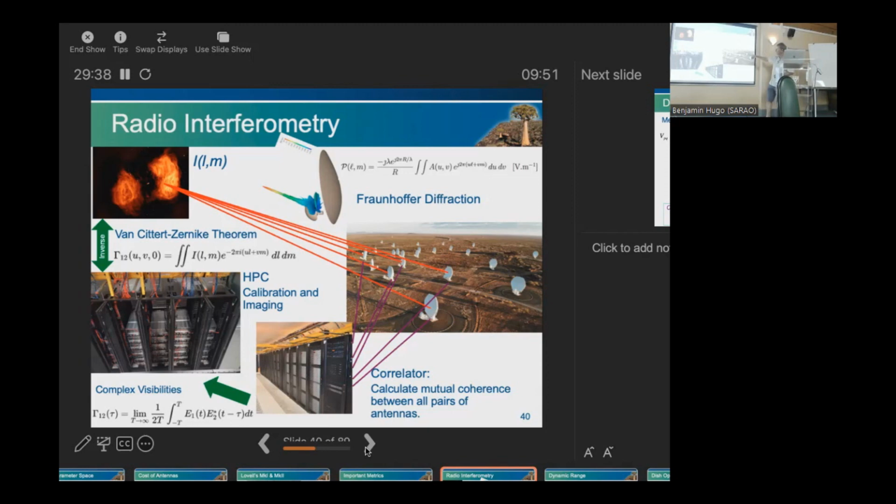Then what we do is we correlate all of the signals between all of these dishes. And so every pair of dishes you correlate and you calculate visibilities, and it's that simple integral that you see at the bottom there. You take the signals from two different dishes, you overlay them, and you multiply and integrate. And that's what we call correlation. So you need a correlator. And then it turns out, because of the van Cittert-Zernike theorem, that there's a Fourier transform relationship between what you see in the visibilities and to get back to the sky here. So to do this whole thing here, you need a lot of compute and you need a lot of telescope. So I'll come back to this picture a bit later.